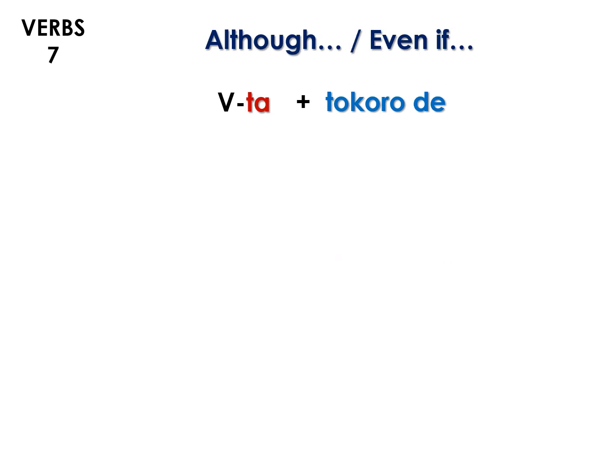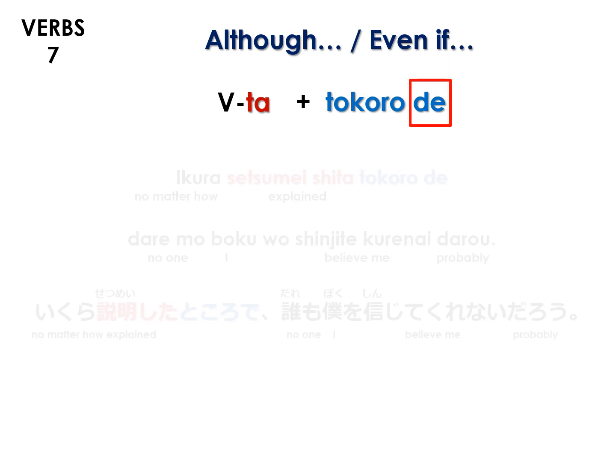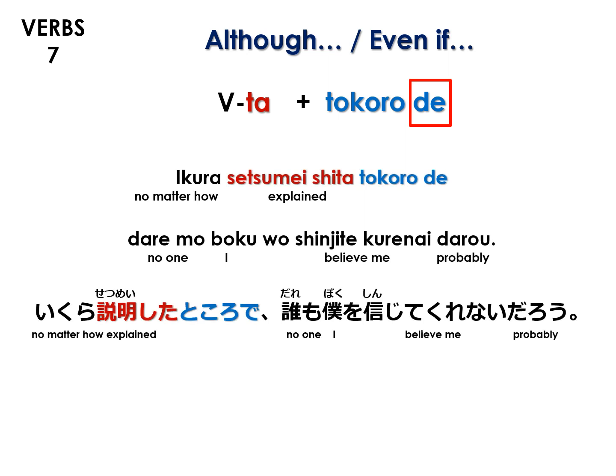The last fixed pattern is ta tokoro de, with emphasis on the particle de. Ta tokoro de means although or even if. Sample sentence: いくら説明したところで誰も僕を信じてくれないだろう。Again, remember that ta tokoro de means even if or although.